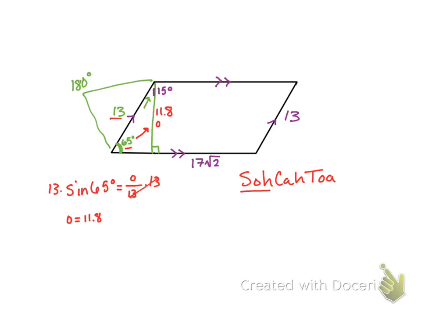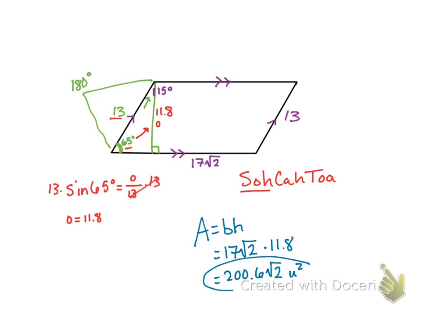11.8, and then we can find the area of our parallelogram using our formula A equals base times height. Our base is 17√2, and our height is 11.8. 17 times 11.8 is 200.6. We multiply this by the √2 and add our units squared, and that is our answer right there. If you have any questions, please make sure that you contact me.